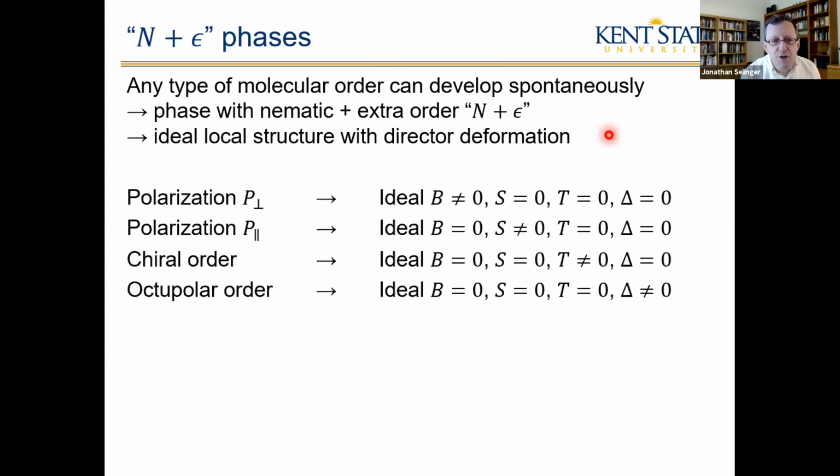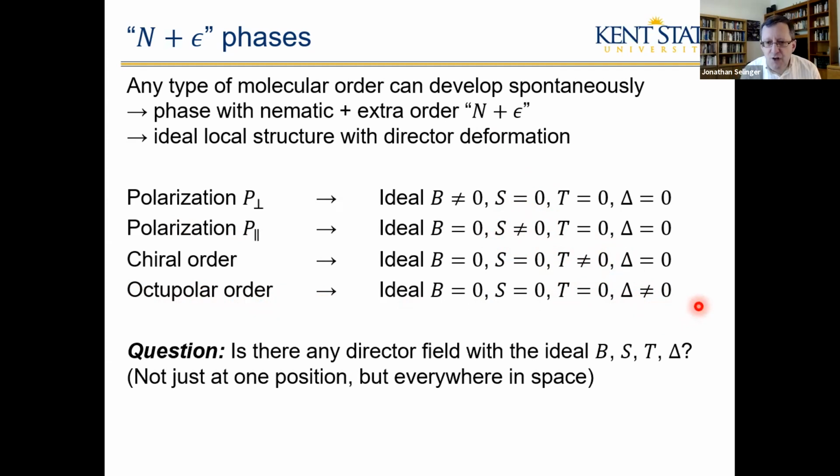If you have a little bit of perpendicular polar order, the liquid crystal wants to have some bend. If you have a little bit of parallel polar order, the liquid crystal wants to have some splay. If you have some chiral order, the liquid crystal wants to have some twist, i.e. double twist. And if you have a little bit of octupolar order, the liquid crystal wants to have some of this delta deformation.